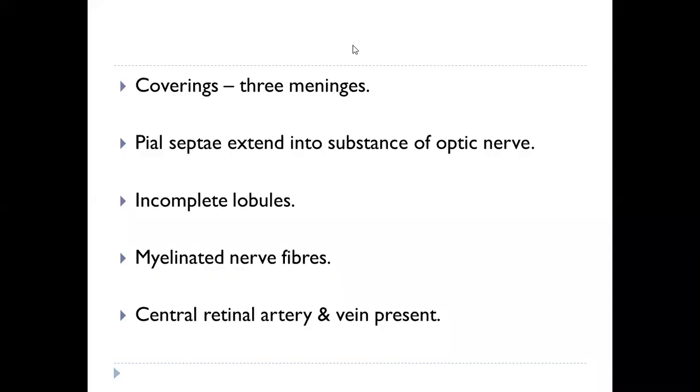This doesn't have to be right necessarily. What do you think? Which artery gives rise to the branch central retinal artery? Yes, ophthalmic artery. Good. Please keep that in mind. Okay, ophthalmic artery gives rise to central retinal artery.